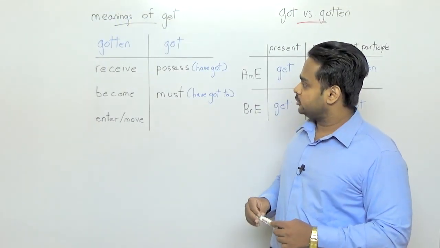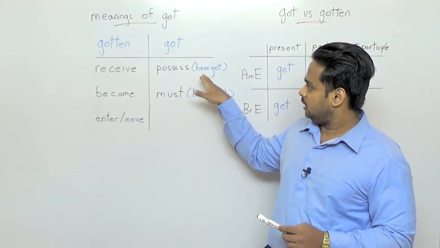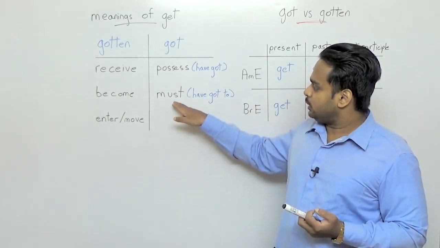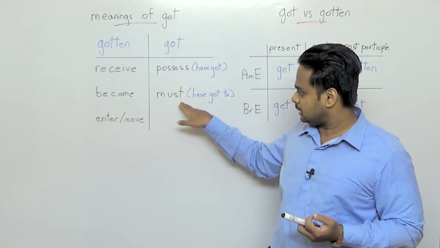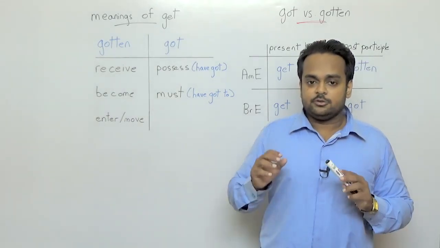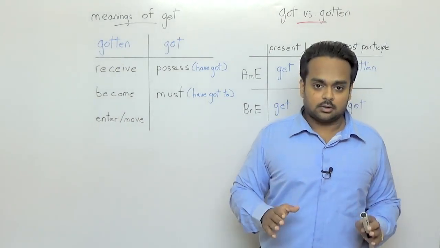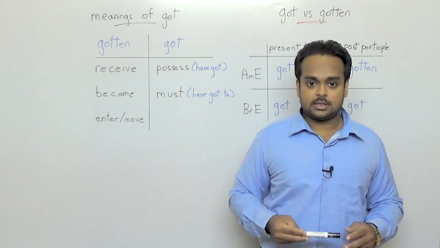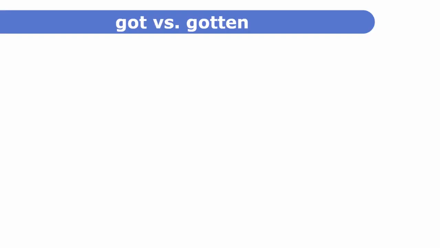But when we use get to mean possess, like when we say have got, I've got something. Or when we use get to mean must, so I've got to go, for example. In those cases, we don't use gotten even in American English. We use got. Have a look at these examples.